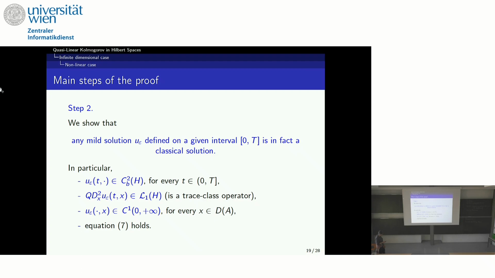Step 2, then you have to show that any mild solution actually is a classical solution. And by classical solution, I mean the usual definition. So you can evaluate two derivatives of your solution. Moreover, this term that is in front of the second order term is C^1 in time, you have the following regularity, and it solves, of course, the Kolmogorov equation.